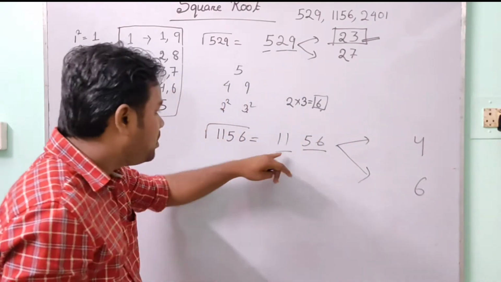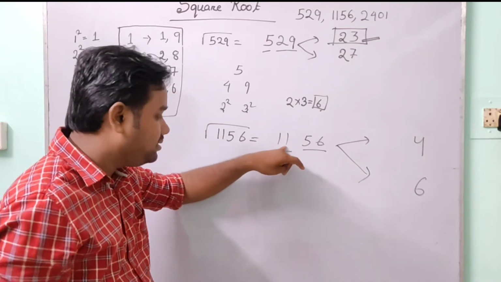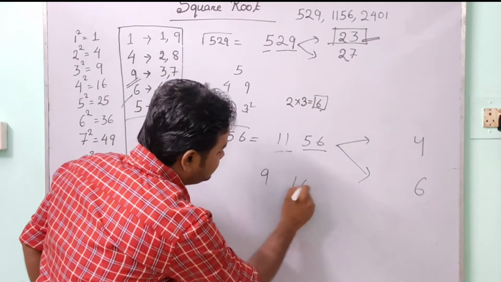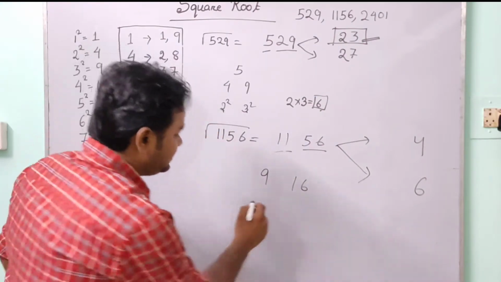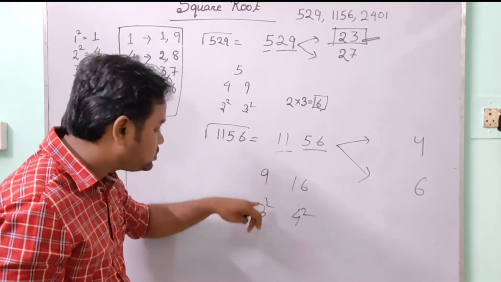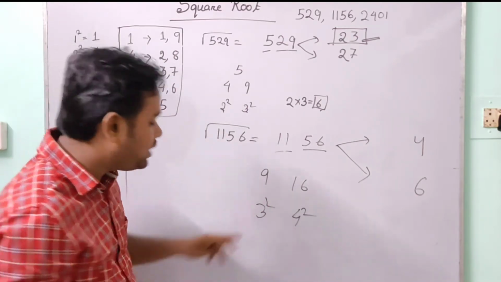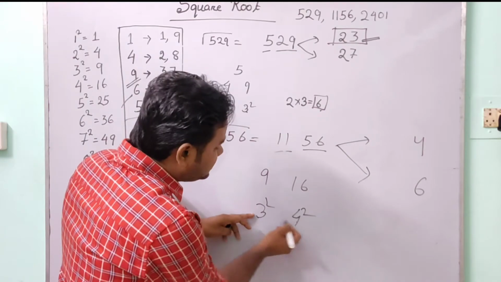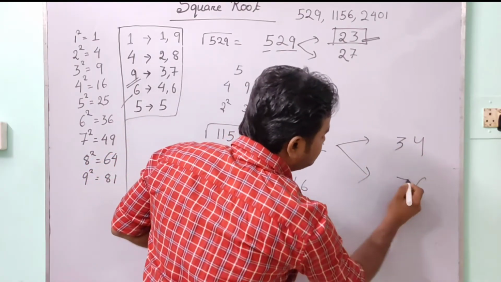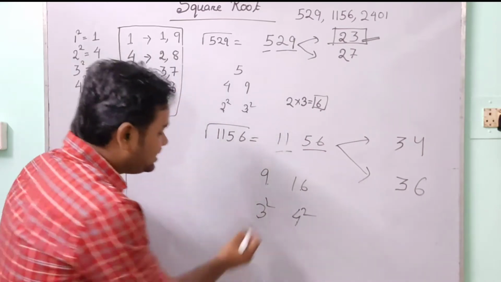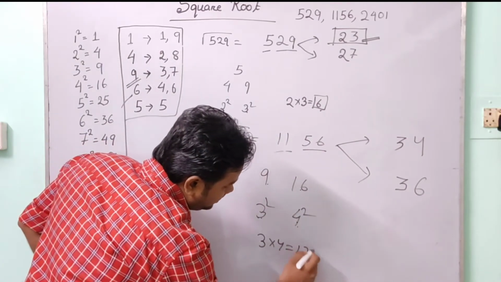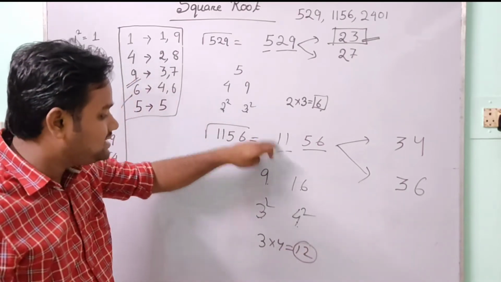The next step is in 11. The perfect squares near 11 are 9 and 16. So 9 is 3 square and 16 is 4 square. So 3 square is 9. So I will write 3, which is the smaller one between 9 and 16. I will write 3 here and also here. Now I will multiply 3 and 4. 3 times 4 is equal to 12. Now 11 is less than 12.